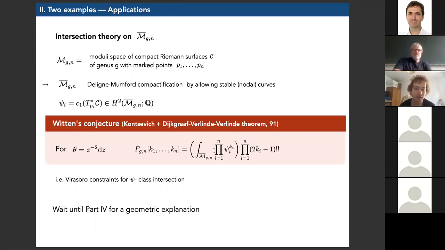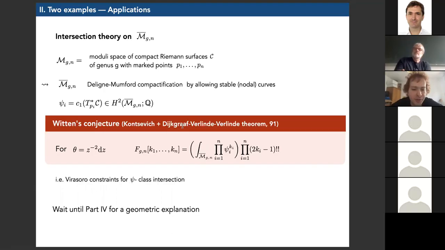However, if you allow nodal curves which are stable in the sense that you can attach smooth components at some nodes, and each smooth component should have negative Euler characteristic, so that there's actually a finite group of automorphisms. So this can be compactified.